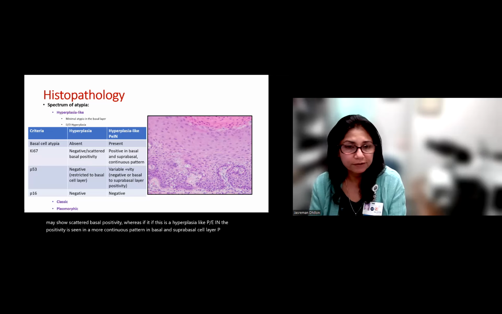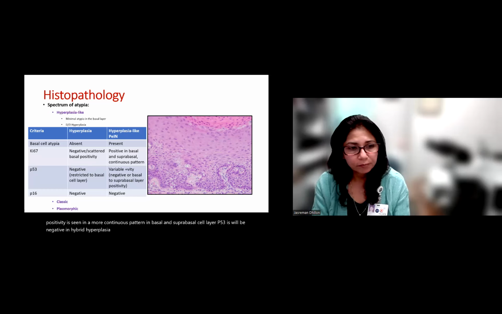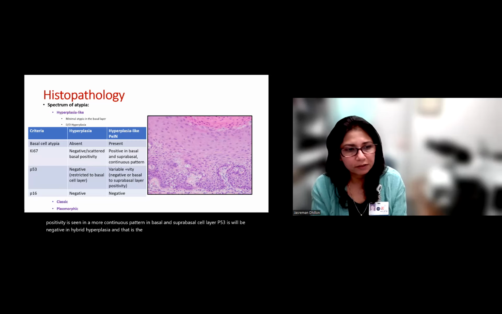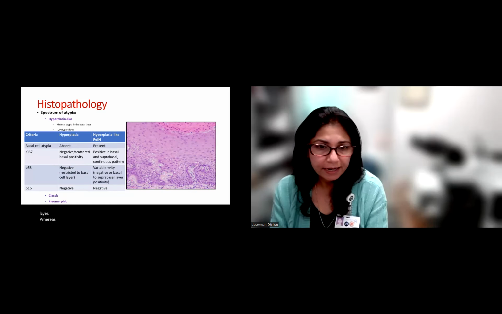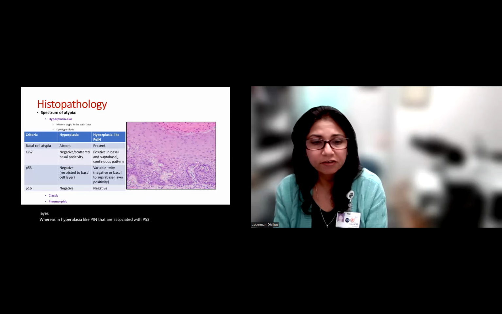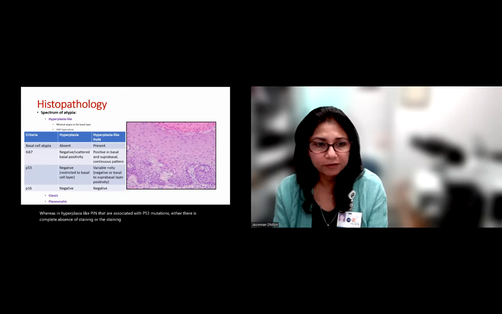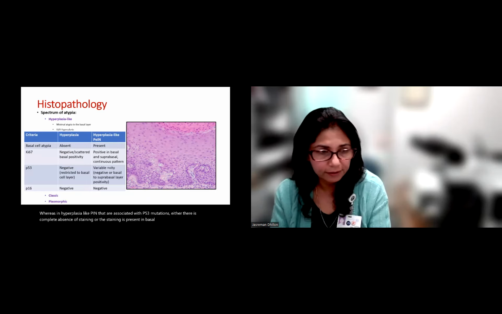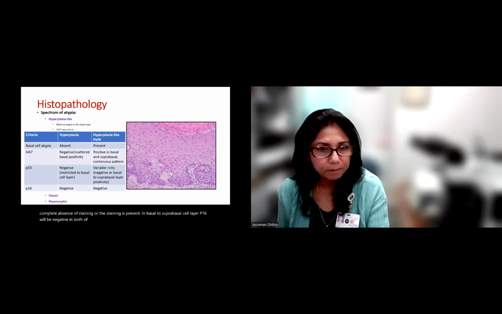P53 will be negative in hyperplasia, and the positivity will be restricted to the basal cell layer. Whereas in hyperplasia-like PEIN that are associated with P53 mutations, either there is complete absence of staining or the staining is present in basal to suprabasal cell layer. P16 will be negative in both of these cases.